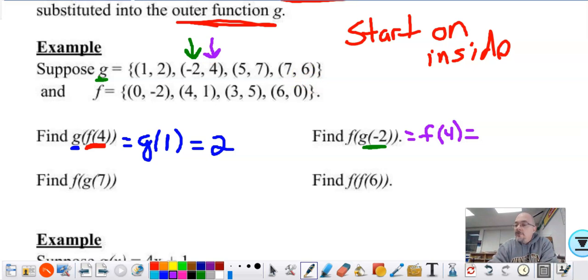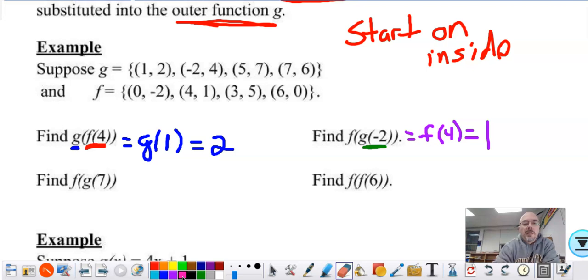So now I have f of 4, and if I go down here, ladies and gentlemen, here's the 4, right? F of 4, and its partner is a 1. So the answer is 1. Again, pause and rewind if you need to. All right, let's do this next one. Let's do that again. I'm going to do this a bunch of times here.